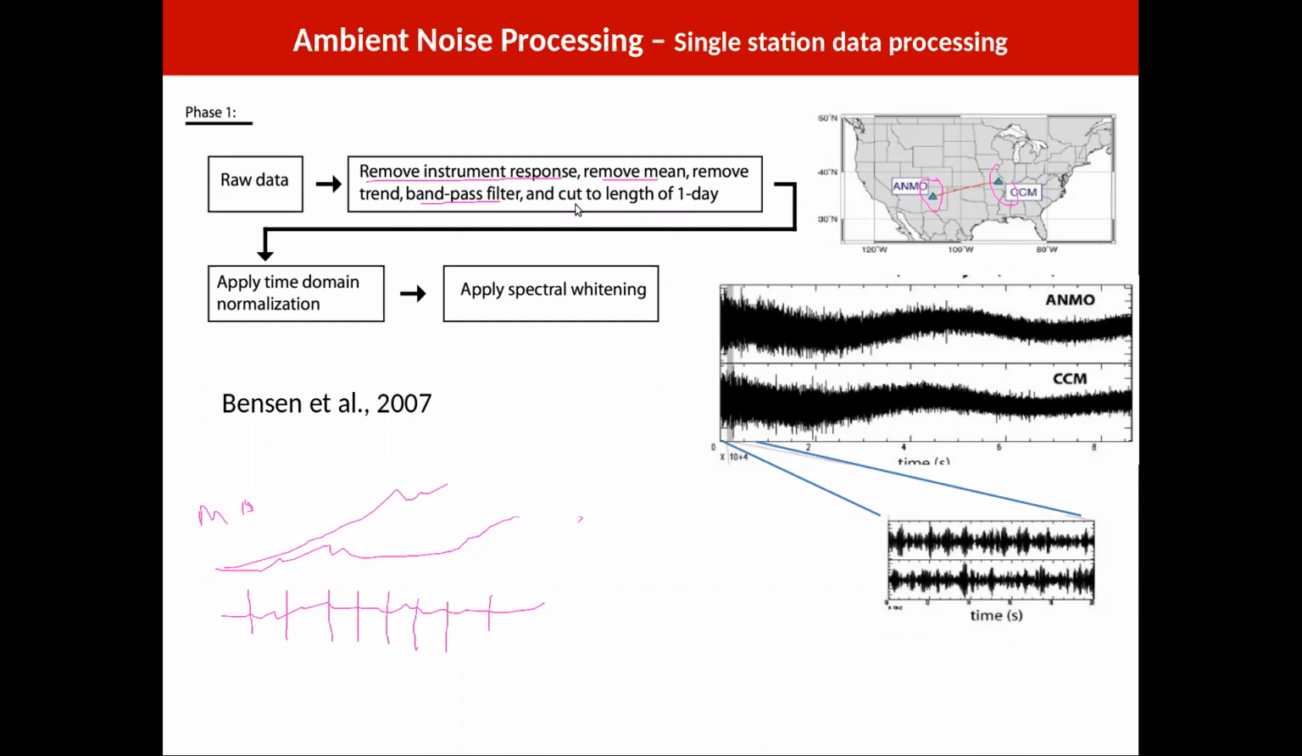This 1 day thing, for some works, they even cut it into 1 hour, or say 12 hours. The point is to cut your waveforms into some time length. And then once you do that, you apply time normalization. There are different methods for the normalization, and then you do spectral whitening.